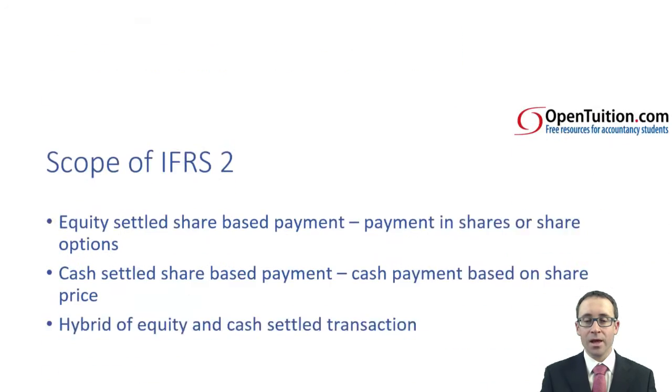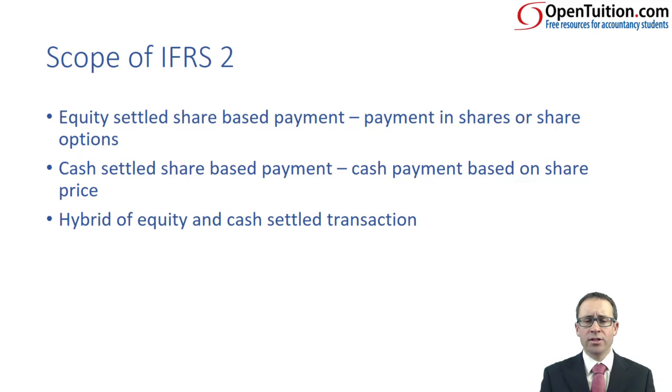In terms of the scope of IFRS 2, what does it cover? If it doesn't cover any of these, then it's in a different accounting standard. Here we've got equity share-based payments, whereby there is a payment in shares or share options. There are cash-settled share-based payments, which is a cash payment based on the share price. We also have potentially a hybrid of equity and cash settled.